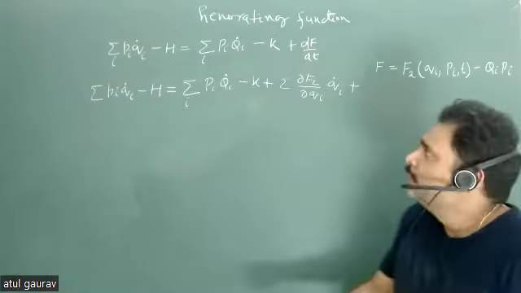Small q, capital P. Very good. This is the most trivial problem for F2. And once we go for it, what will you get? Del F2 upon del q is equal to small p. So here you can see capital P is equal to small p. And next you can go for del F2 upon del p is equal to capital Q. That means small q is equal to capital Q.